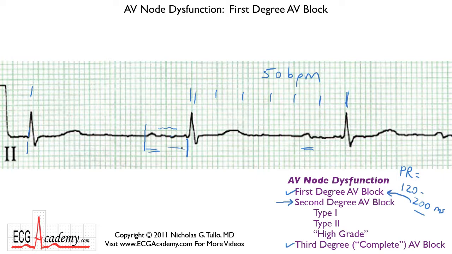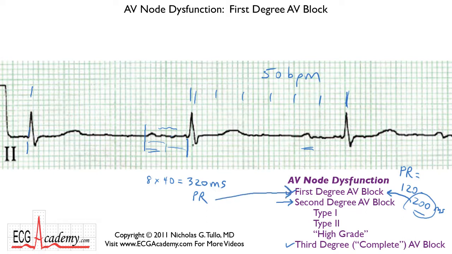There are 4 small boxes on this side of the heavy line. There are 4 small boxes on that side of the heavy line. So if there are 8 small boxes times 40 milliseconds each, that gives you 320 milliseconds. And that's the PR interval. It's clearly greater than 200, and so we can diagnose first degree AV block.